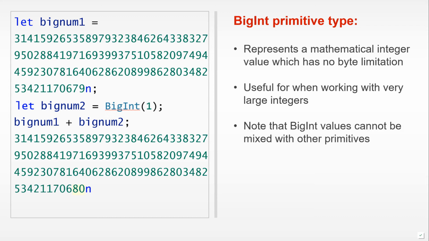Another thing to know about the BigInt number is that we cannot mix BigInt numbers with other value types. If we try to run the following line of code, where we would be adding 1 in the BigInt format plus 1 in the regular number format, we would in fact get an error.